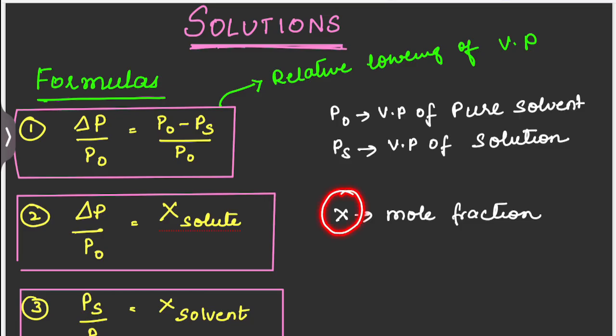Second formula, delta P by P naught is equal to mole fraction of the solute. So here this symbol indicates it is the mole fraction. So here if you want to calculate mole fraction of the solute, you have to use this formula. In the NEET examination, you can see calculate mole fraction of the solute. So these values will be given and you have to calculate mole fraction of the solute. Use this formula directly, you will get the answer.